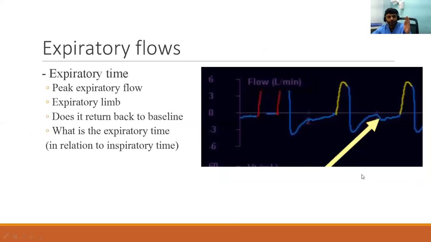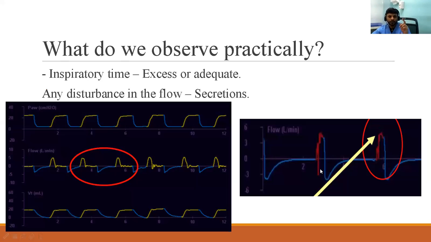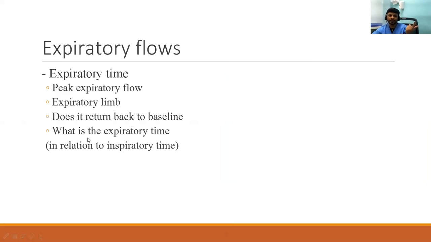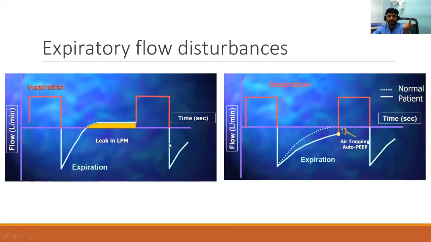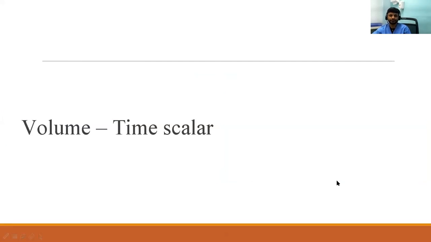So much for the flow time scalar. I said we look at both inspiratory and expiratory. The inspiratory limb will tell us about the I time and also secretions. The expiratory limb will tell us about a lot of things such as any leak or any air trapping or any resistance to the passive flow of the air out into the ventilator.